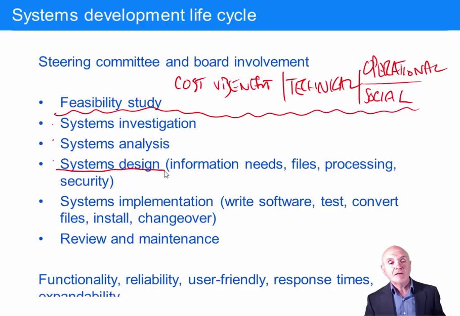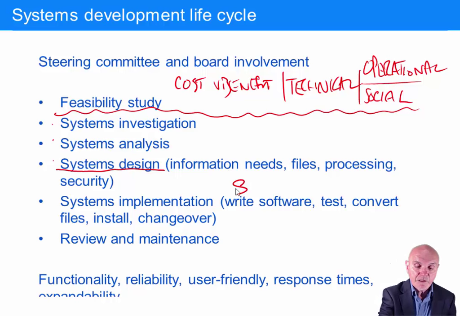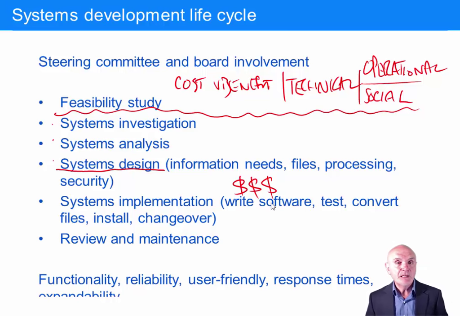And then we have got systems implementation. We've designed the system, you write the software. And writing software from scratch tends to be very expensive. It's highly skilled people sitting down, spending time writing software, and you don't get an awful lot of software written in a year by one person, so it's quite expensive.